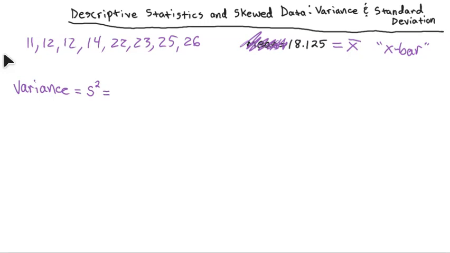It's very similar to finding the mean. Remember with the mean, we added up all the numbers. Remember we added up all the data points and then we divided by how many data points there are? Well, we do something very similar with the variance. Here's what we do. We add up all of the squared deviations.